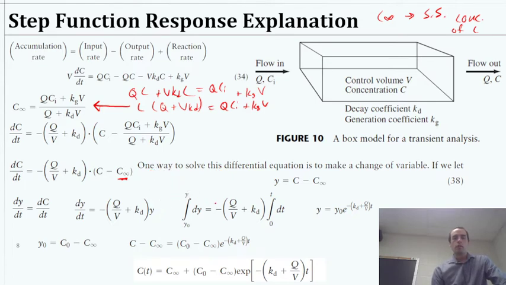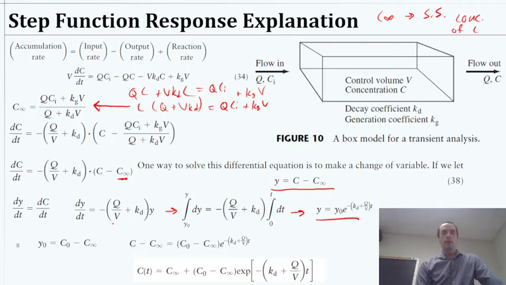We've already done it for the batch systems, first order batch systems. So we know that that's going to yield y equals y naught times e to the minus kd plus q over v times time. And then from there, this is just marching in this order here. From there, we remember that, okay, we have that expression for y is equal to c minus c at infinity. So the initial y then should be the c initial minus c infinity. Okay, so that's how they deal with the y initial.